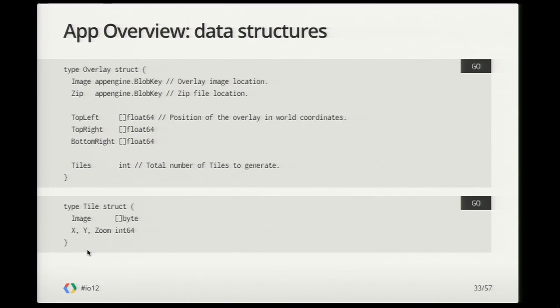The other data structure that we have is the tile. A tile has an image field, which is just a byte array that will have the contents of our PNG map tile image, and three other int64 fields, which are the x and y coordinates of the tile in pixel coordinates, and the zoom level at which this tile should be displayed.